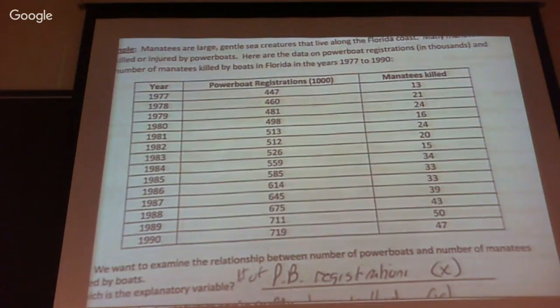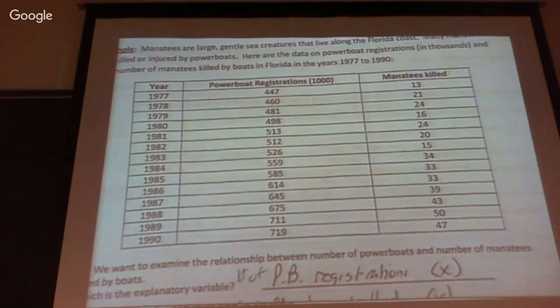Okay, looking at the data, the lowest is 13. What would you start with? 10. 0 is even okay, right? The highest number is what? 50, not 47, 50. So what should we end with?